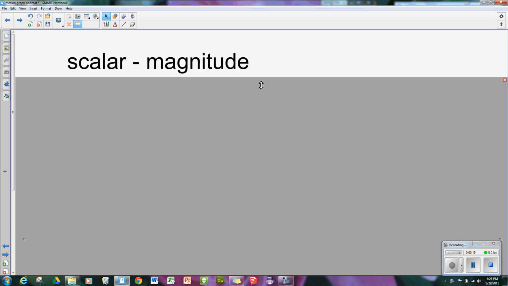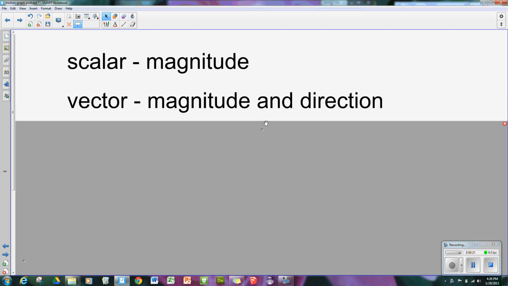Some of the variables we'll deal with are vectors and some are scalars. A basic definition of a scalar is just a number. So 2 is an example of a scalar. The basic definition of a vector is that it has magnitude and direction. So 2 miles an hour north is an example of a vector, whereas 2 miles per hour is an example of a scalar.